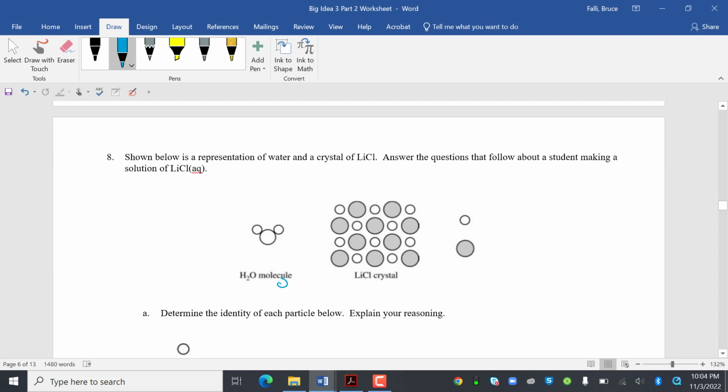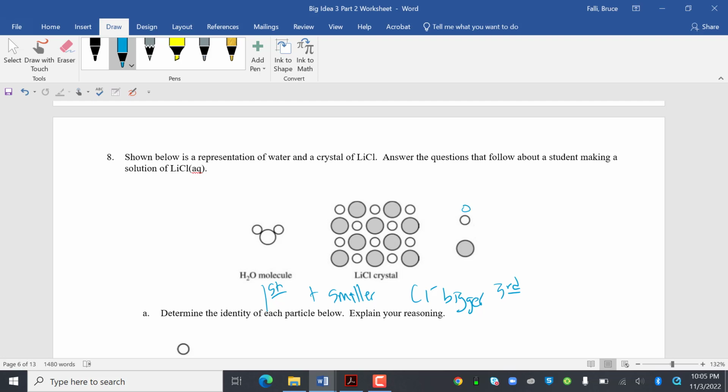Shown below is a representation of water in a crystal of LiCl. Answer the question to follow, making a solution of LiCl. Okay, so remember, positive is small, and the chloride is bigger. Li plus is on the first energy level, because lithium's on the second, and that's it. And chlorine is on the third energy level, so it's going to be a lot bigger. So remember, the positive one is smaller, negative one is bigger.